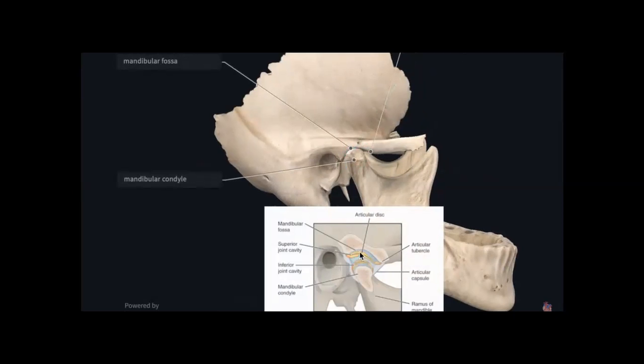Gliding movements are permitted in the upper compartments, such as protrusion and retraction, as well as side-to-side movements. In the lower compartments, rotational movements occur, such as elevation and depression. Depression of the jaw will only occur once the condyloid process has moved anteriorly within the upper compartment here. The movement is limited anteriorly by the articular tubercle, which we can see on the model. The TMJ will be dislocated if the condyloid process moves beyond the articular tubercle.